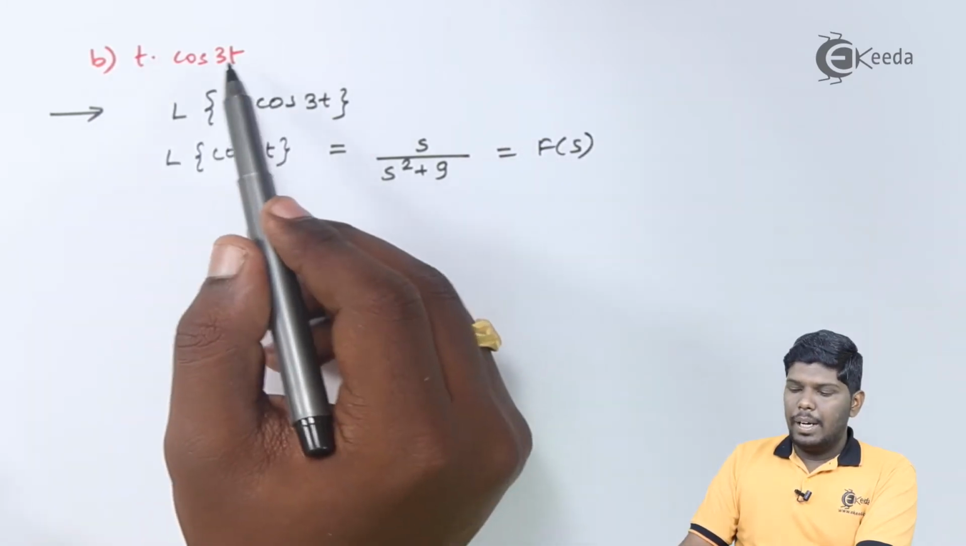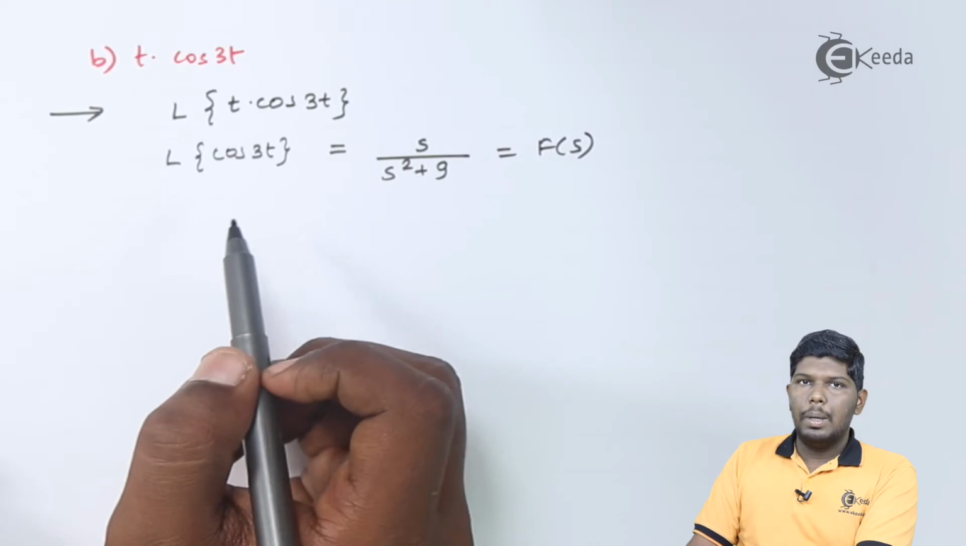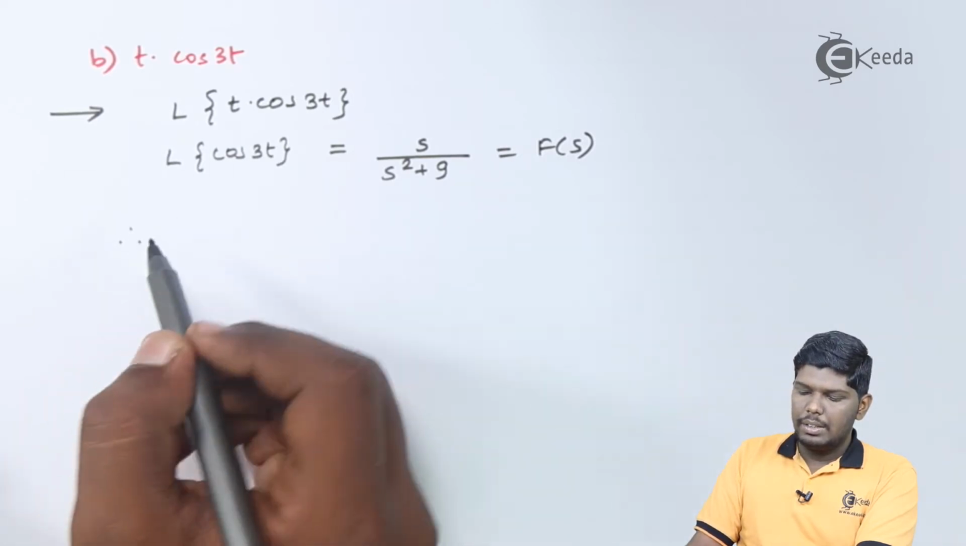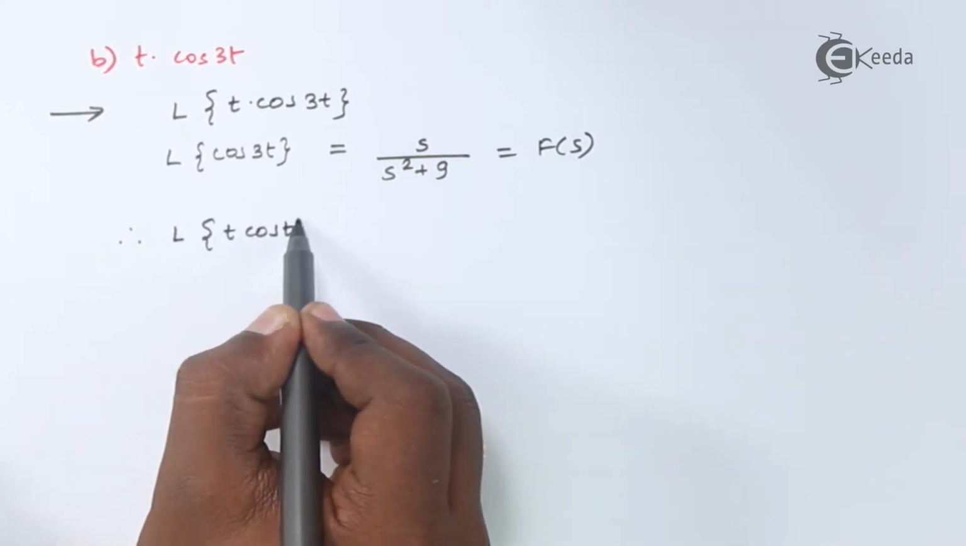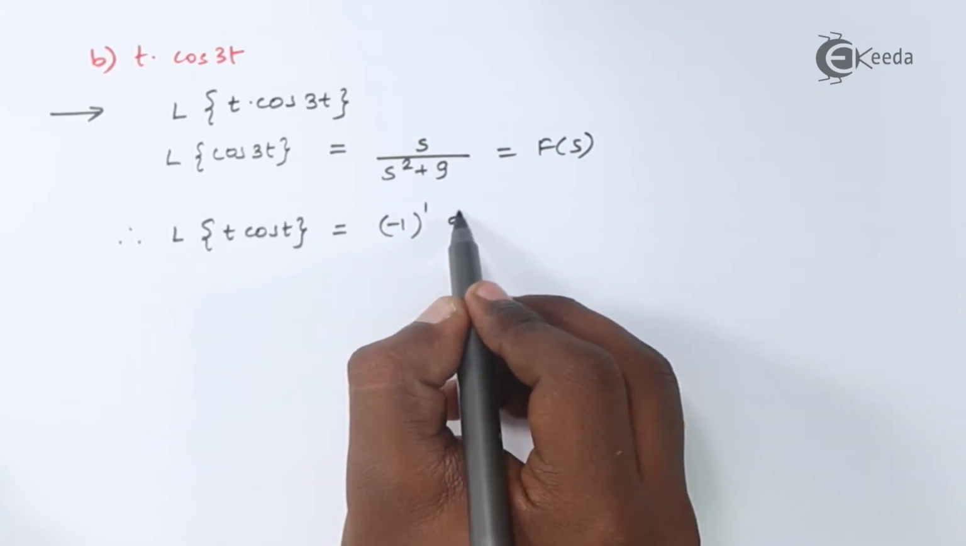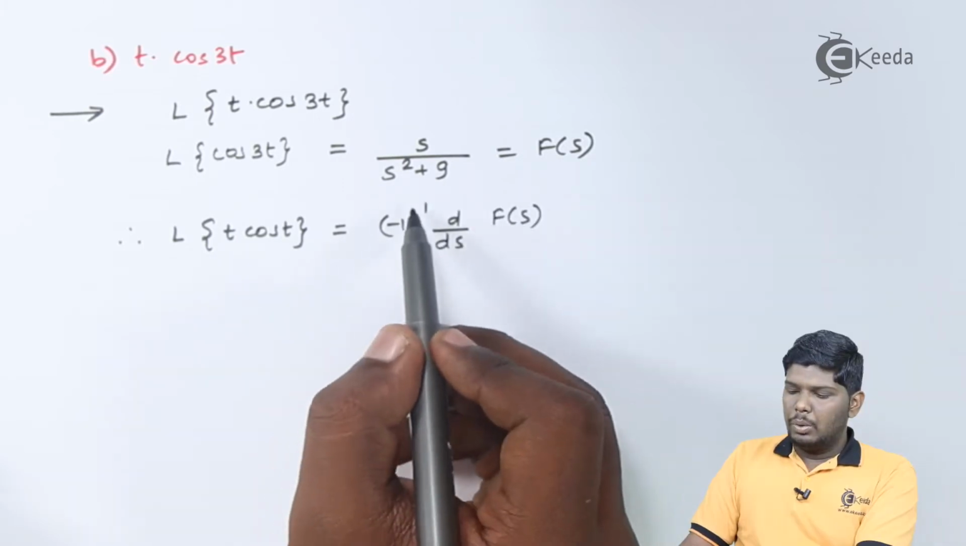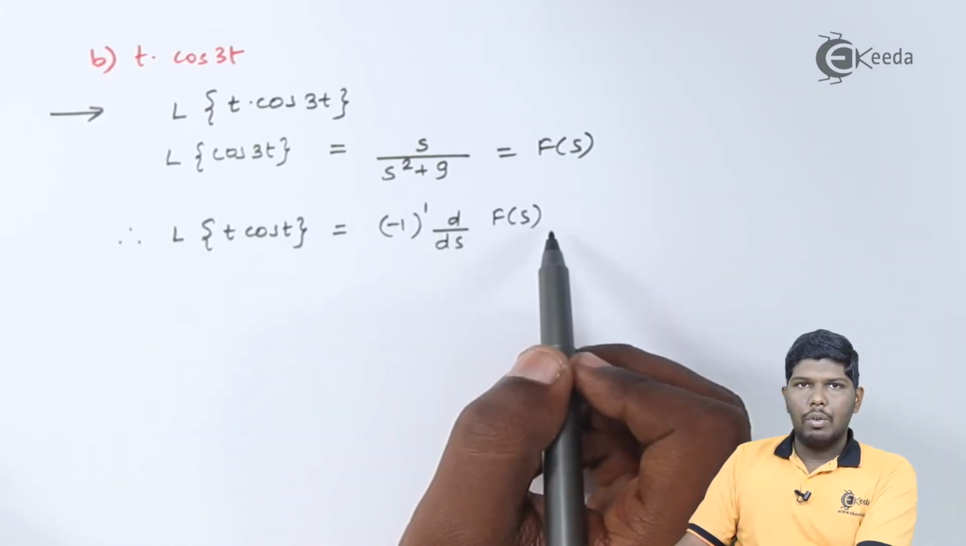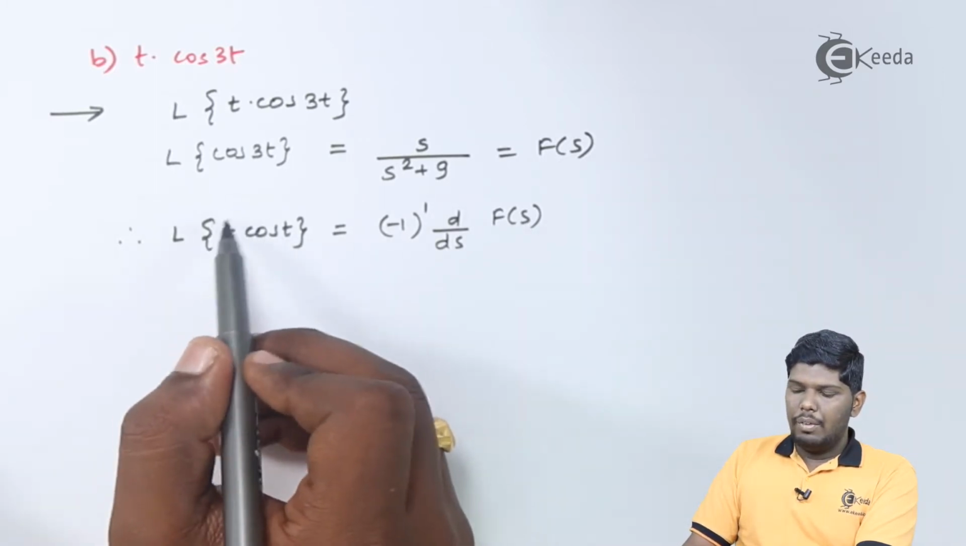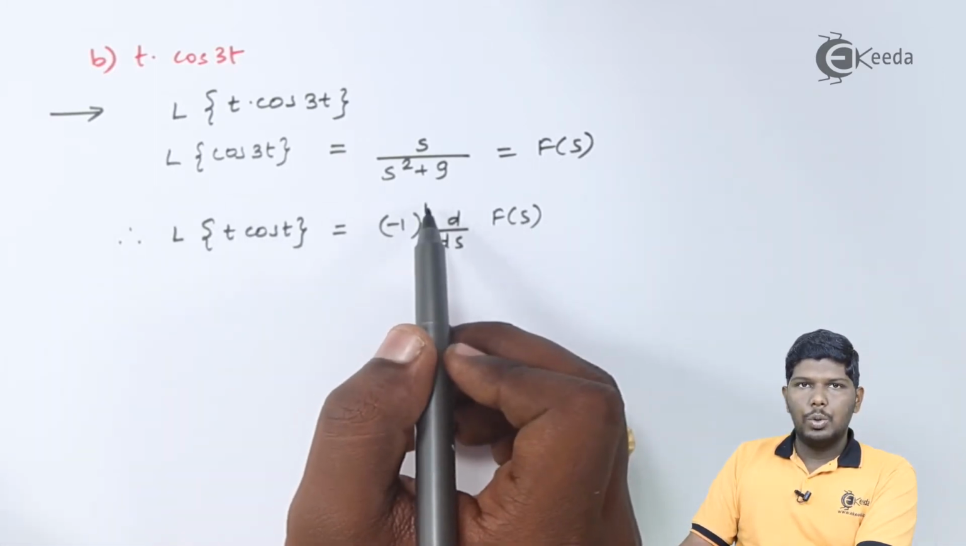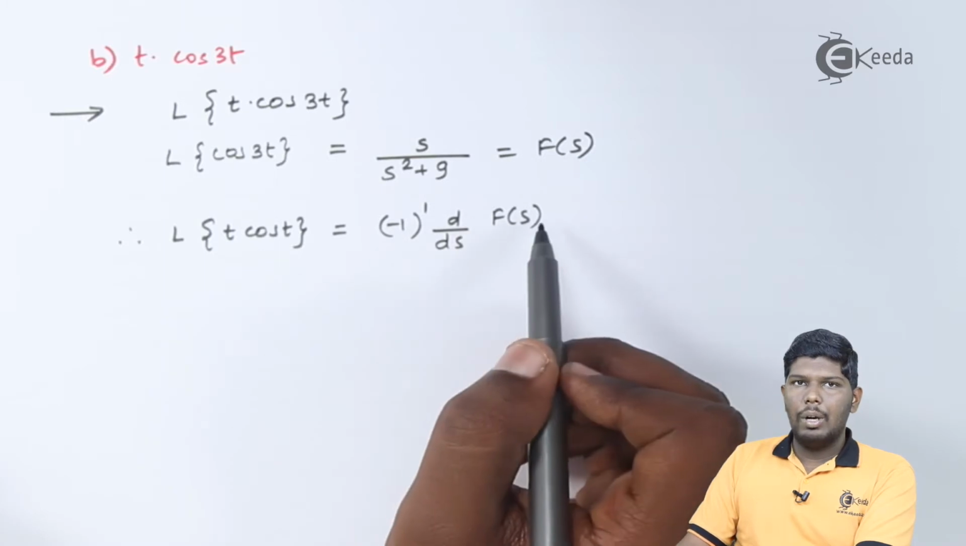Whenever t is multiplied to a trigonometric ratio, we can use the multiplication property, which says minus 1 raised to 1, d by ds of f of s. If we have t square, this will become minus 1 raised to 2, and this will be the second derivative of f of s.